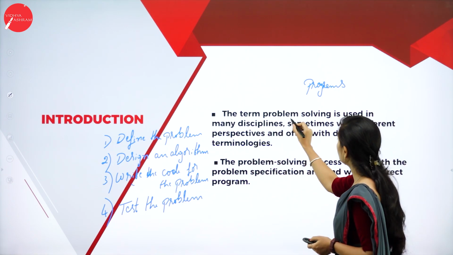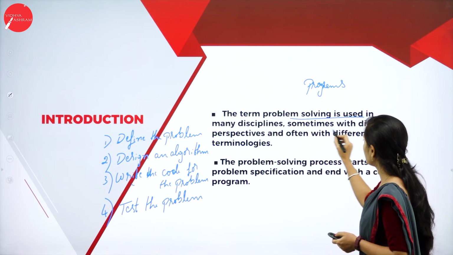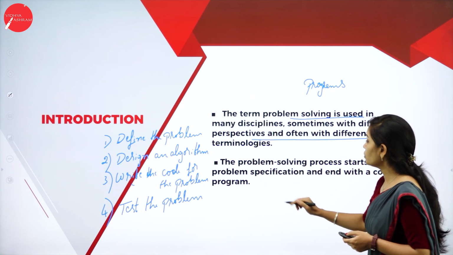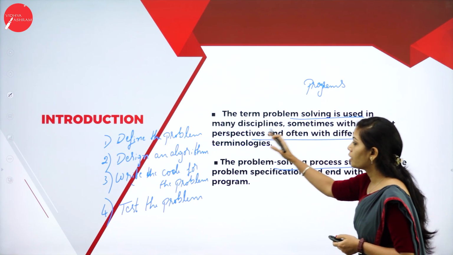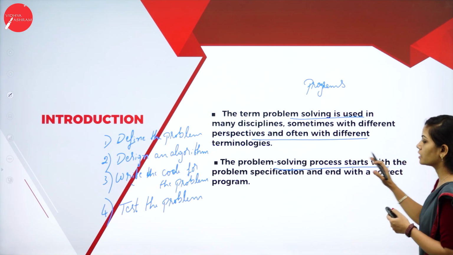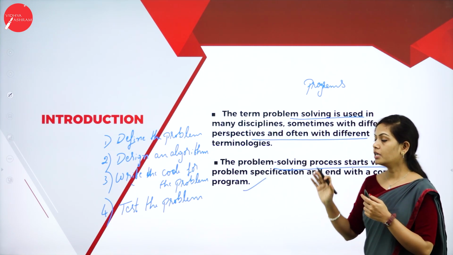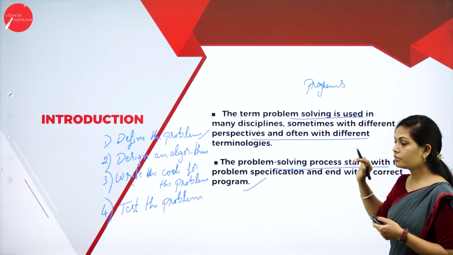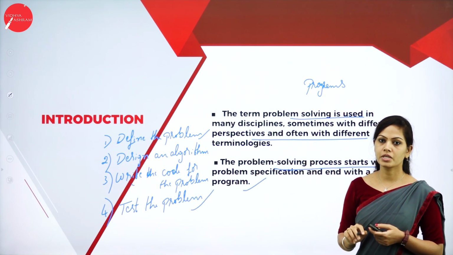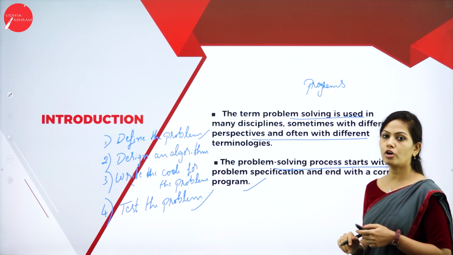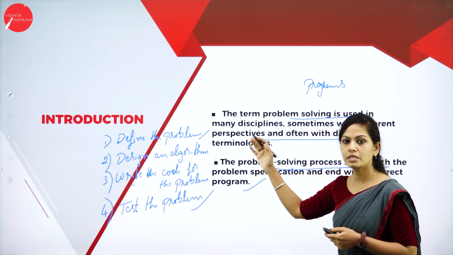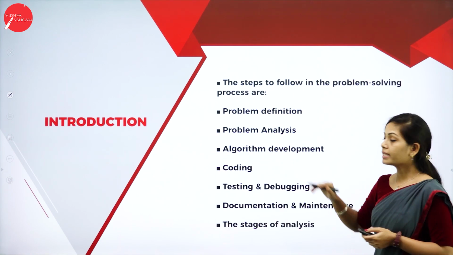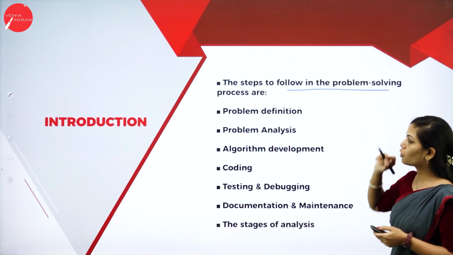So, the term problem solving is used in many disciplines, sometimes with different perspectives and often with different terminologies. So, the problem solving process starts with the problem specification and ends with a correct program. Keep in mind, the problem solving process starts with a problem specification and ends with a correct program. And what are the steps involved in problem solving? Define the problem, design an algorithm, write the code for the problem and test the problem.